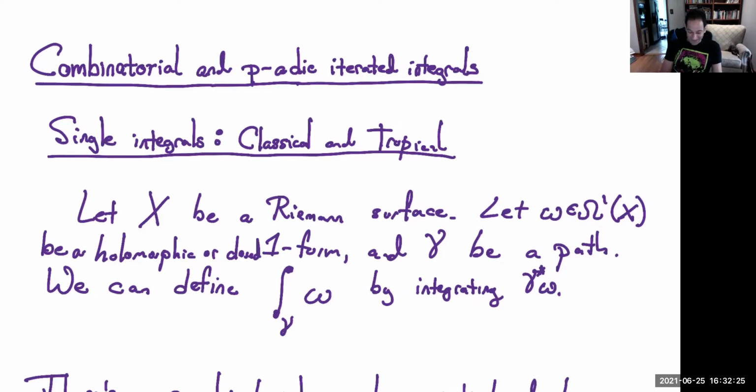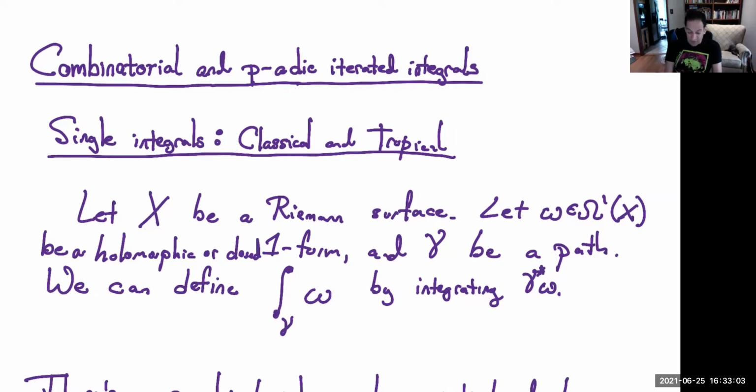Okay, so I want to start by reviewing single integrals, both classical and tropical. In the classical case, we're only going to be talking about the one-dimensional case today, so X is going to be a Riemann surface, omega is going to be either a holomorphic or a closed one-form, and gamma is going to be a path in our Riemann surface. We can just define the single integral by pulling back the one-form by the path and integrating it.